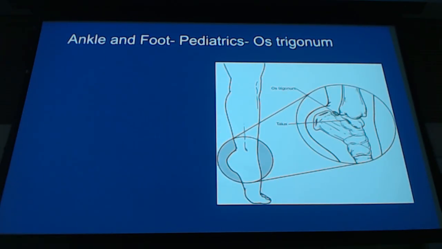Okay, so the os trigonum is an accessory ossicle that you will find at the posterior aspect of the talus, right above the calcaneus. These things may be present for quite a while, but they don't manifest until the patient tends to aggravate it. So how do you think, what activities could cause this accessory ossicle to cause the patient pain?